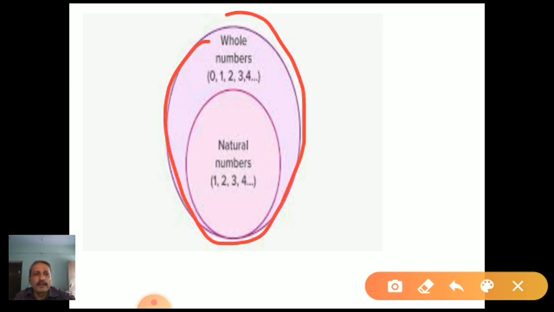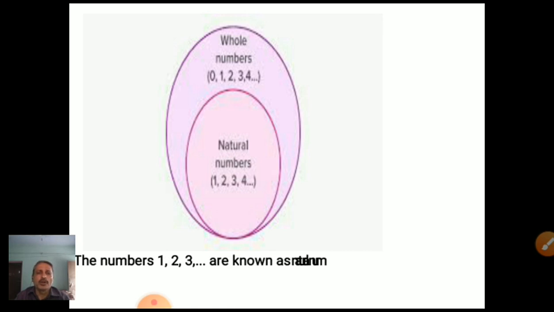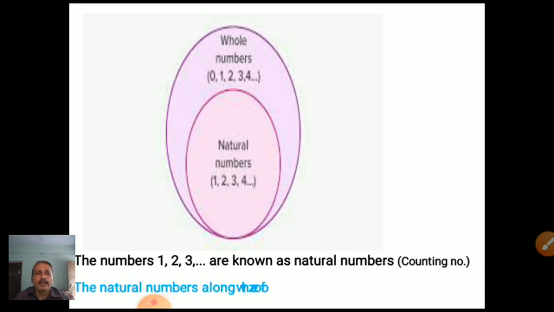Okay? Or you can say all the counting numbers 1, 2, 3, 4 are also found in your whole numbers. So we can say the numbers 1, 2, 3 and so on are known as natural numbers or counting numbers. The whole numbers have all the natural numbers along with 0. It's a collection of whole numbers.